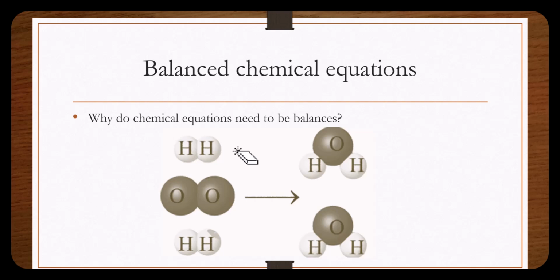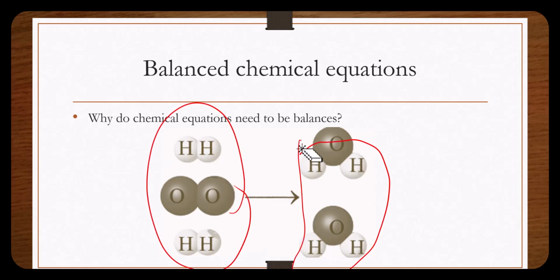Balancing chemical equations. Why do chemical equations need to be balanced? The law of conservation of mass states that mass can neither be created nor destroyed. What that means when we write a chemical equation is that what we start with in the reactant has to be the same as what we end with in the product.